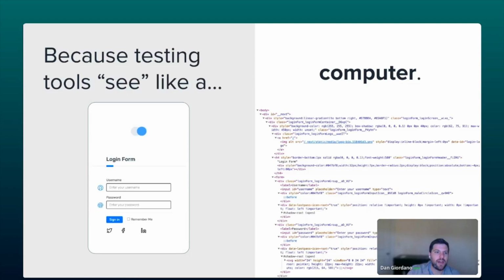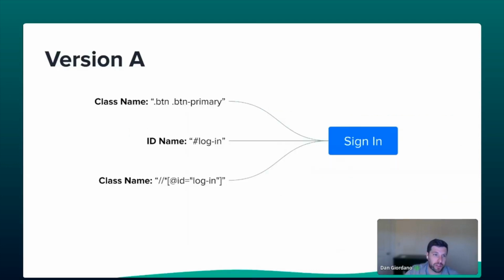And that's because testing tools see your application like a computer. They see the entire presentation layer as bits and pieces of code. It's HTML, CSS, JS. It's still interacting with that computer-led display, not the presentation layer that a user sees.